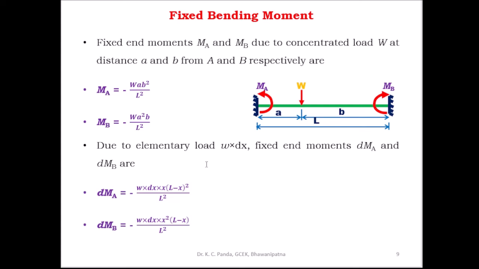Due to the elementary load W dx, the piston moments dMA and dMB are: dMA is equal to minus W dx into x (L minus x) whole square by L square, and dMB is equal to minus W dx x square into (L minus x) by L square. So this is the moment due to the elementary load W into dx. Then you can find out the total moments MA and MB by integrating from 0 to 2.